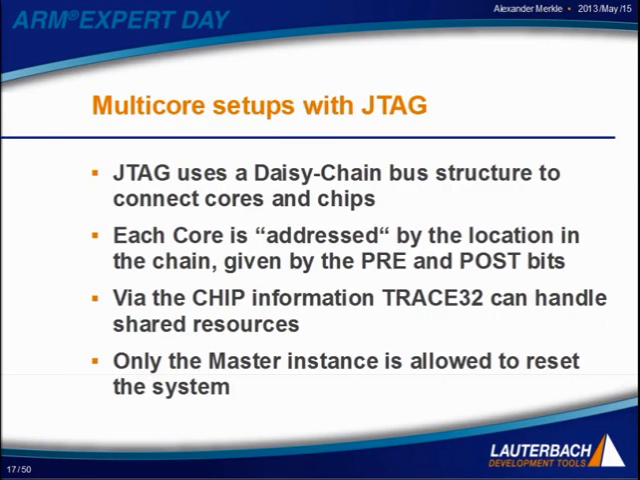So let's sum this all together. JTAG is capable to communicate with each core and each chip on your printed circuit board by daisy chaining, which means you connect all cores, all chips in series. The chip and core information is still required by us to handle shared resources. And only one debugger, we call this the master debugger, is allowed to reset and to initialize initially the printed circuit board, all parts of your printed circuit board.